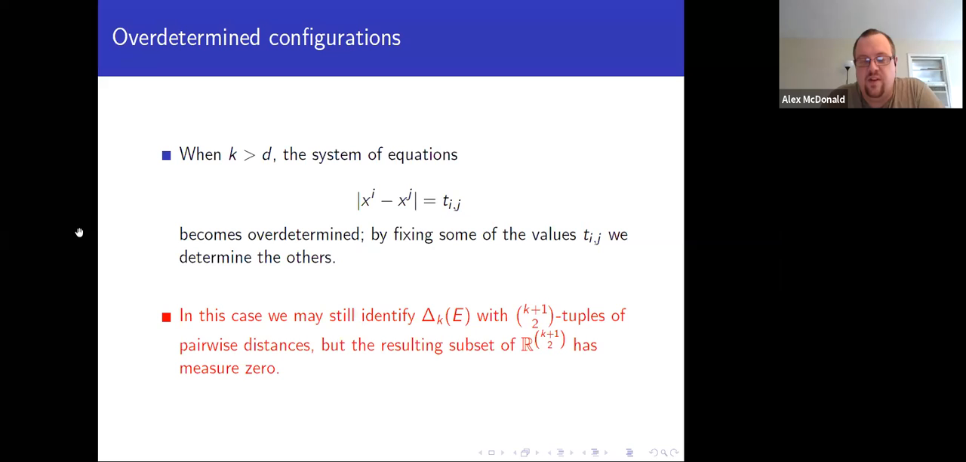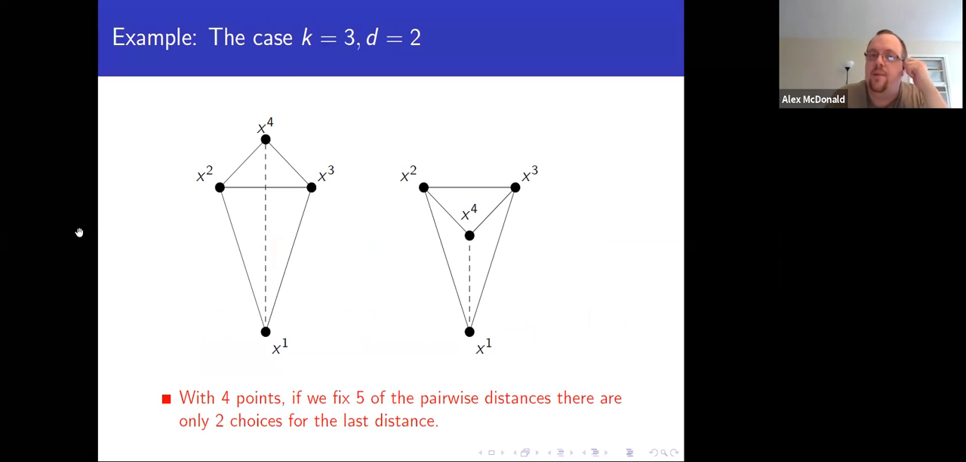And the reason is that if we specify some of the values of these t sub ij, if you specify some of the distances, you don't have free range to choose the others. You're forced into finitely many boxes. So to illustrate, we're still in the plane, but now we're going to take one more point than in the previous example. So we already talked about 3 points. What happens if you have 4 points?